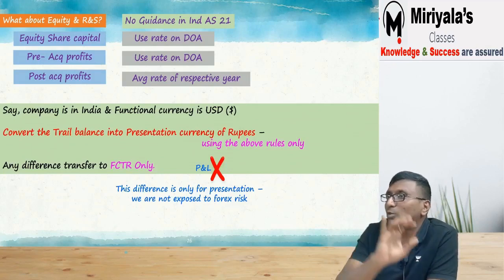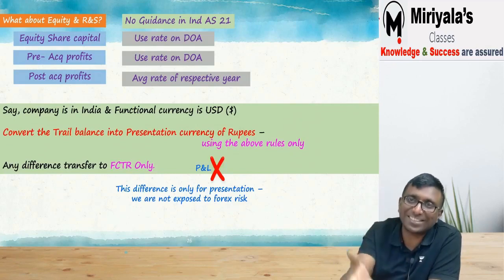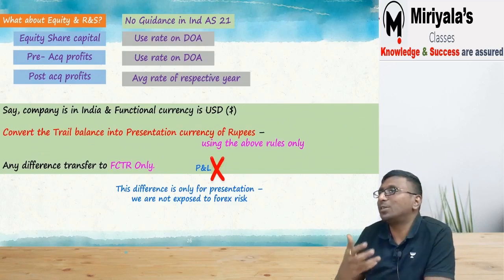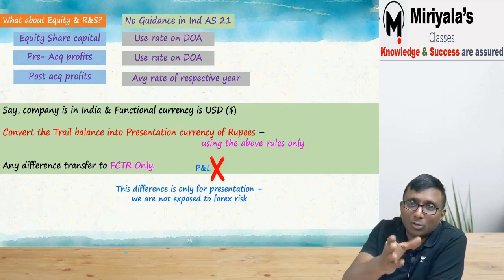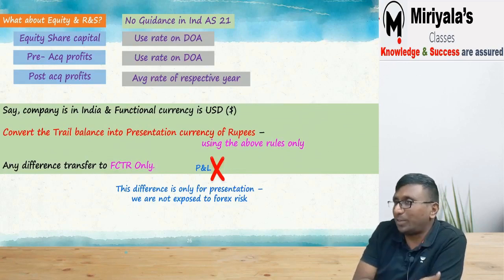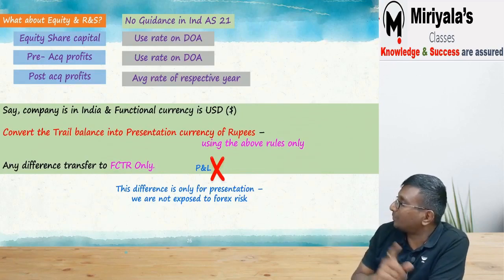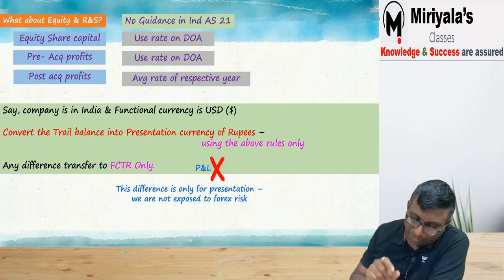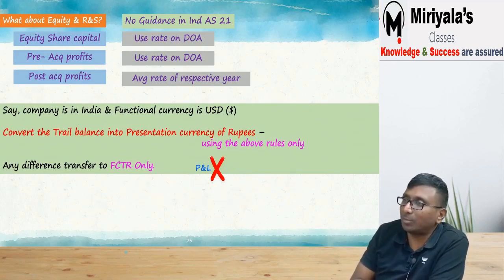That's why route it through OCI and keep it aside. I really don't have a foreign currency risk, because I always do business in dollars. That is my functional currency. The Government of India is asking me to prepare the financial statements in rupees, so I am preparing them. Otherwise there is no need. That's why FCTR only should be used. The difference is only for presentation purposes. Seriously, we are not exposed to foreign exchange risk. Are you getting my point?